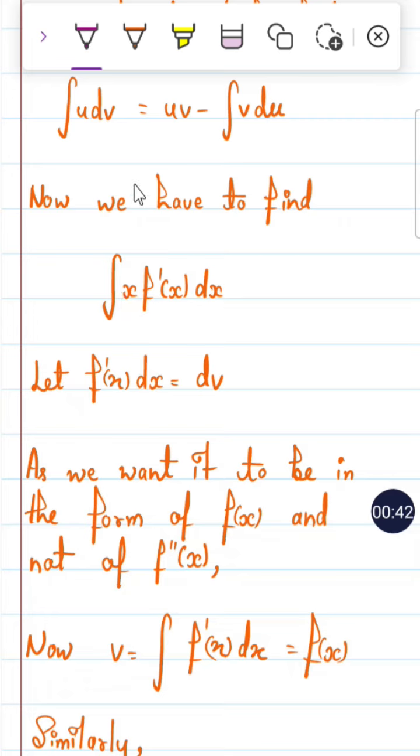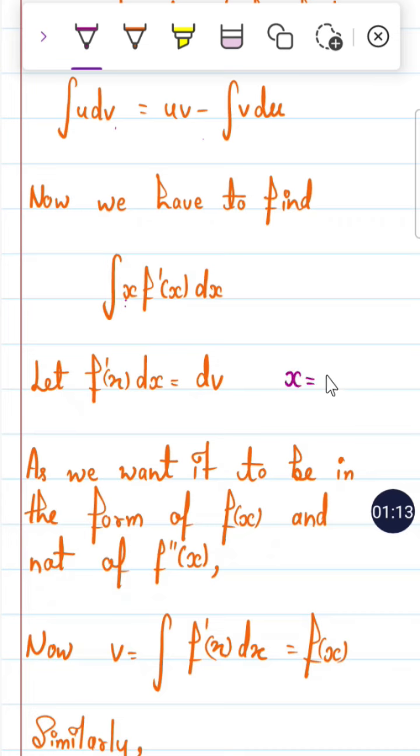We will prove that by putting in the value of u and the value of v, where there is x and f dash of x, right? So by putting in the values, the integral is equal to this. Now let f dash of x dx be equal to dv. On the left-hand side, u dv is equal to, what is that? u is x and dv is equal to f dash of x dx, right?